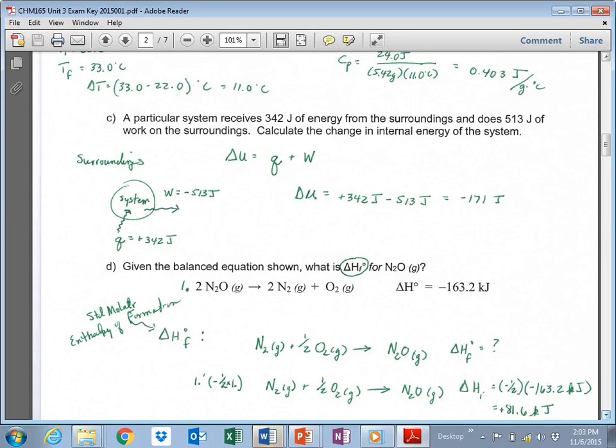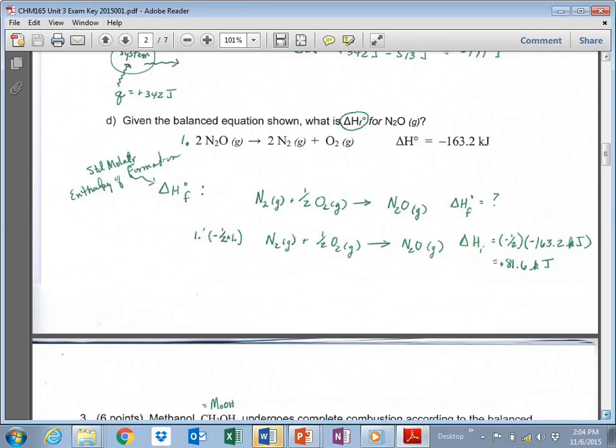So this equation of interest is related to the puzzle piece that we're given by reversing it and taking it times a half. So you end up with that negative 163.2 times a half times negative 1. So that was that one. On to the next one.